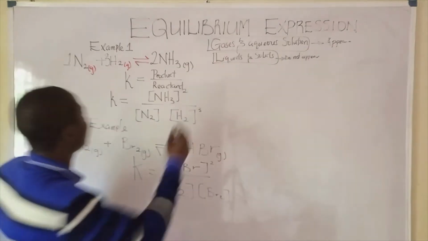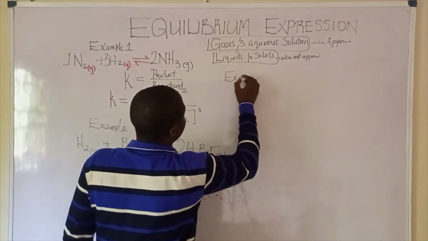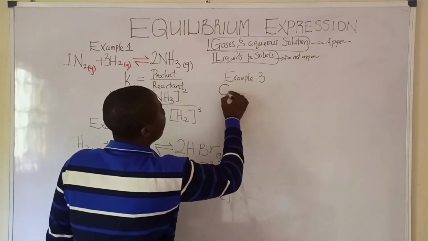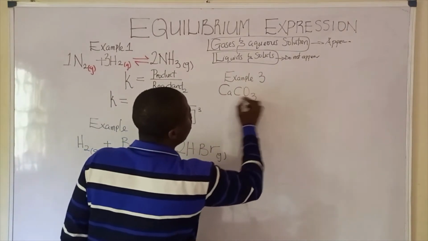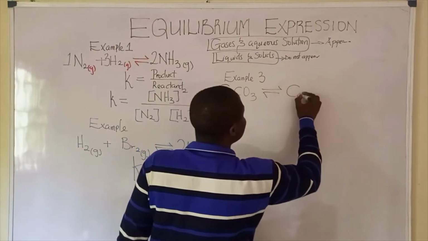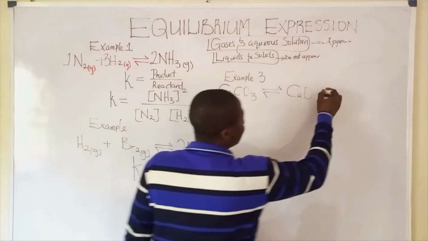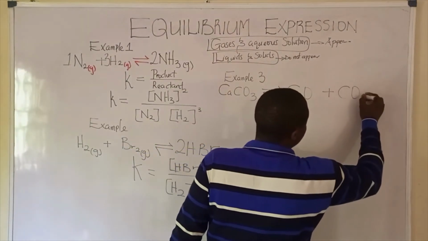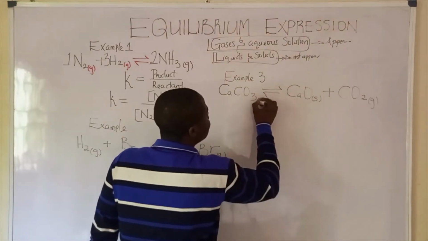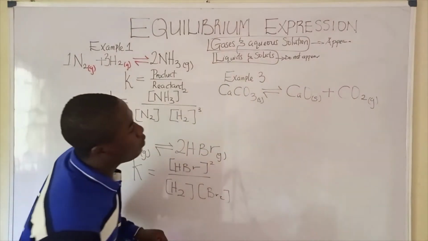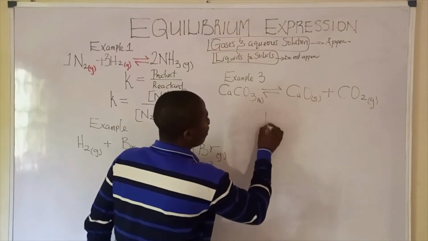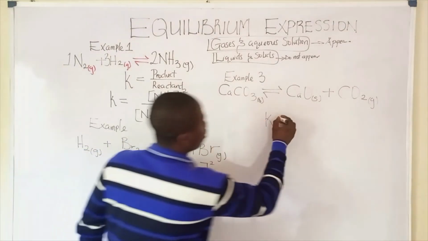Now let's take another example, example 3. So this reaction will be for the thermal decomposition of calcium carbonate. So when this occurs, we get CaO, which is quicklime or calcium oxide, plus carbon dioxide, which is in gaseous state. So this is solid, whereby this is solid. So what will be the equilibrium constant expression for this reaction? So K, the equilibrium constant expression for this reaction, becomes product over reactant.